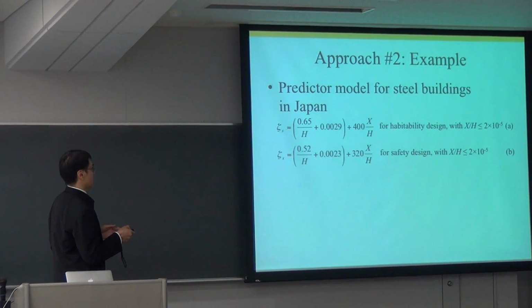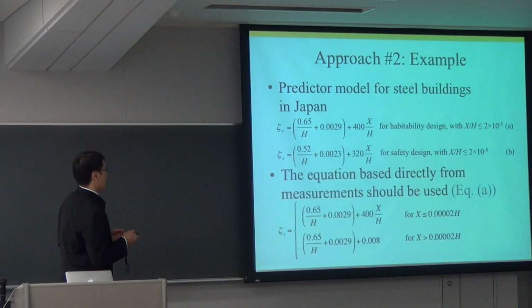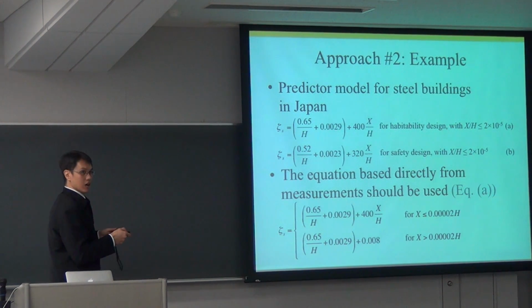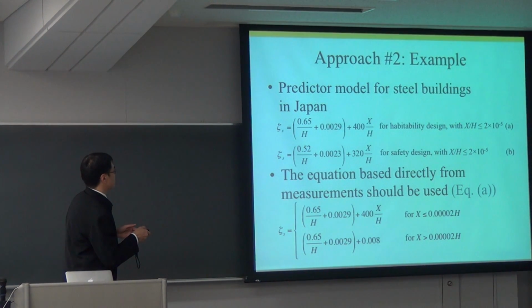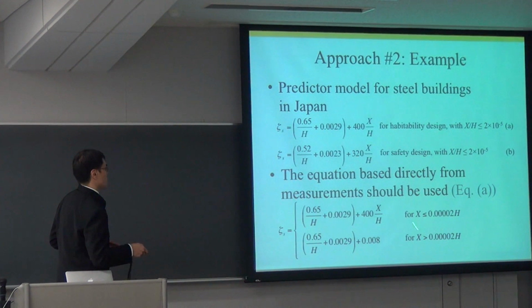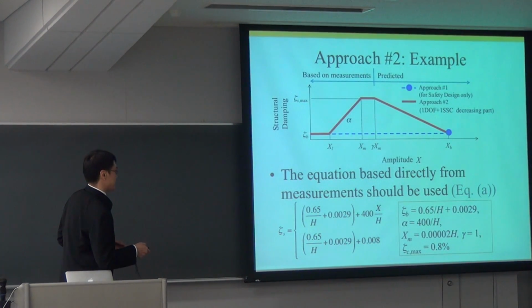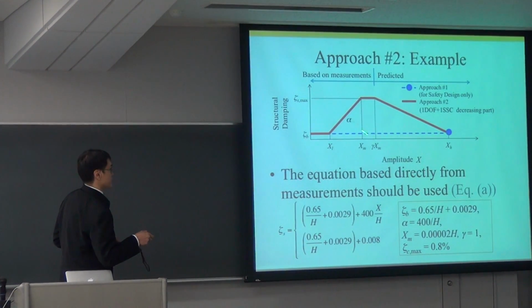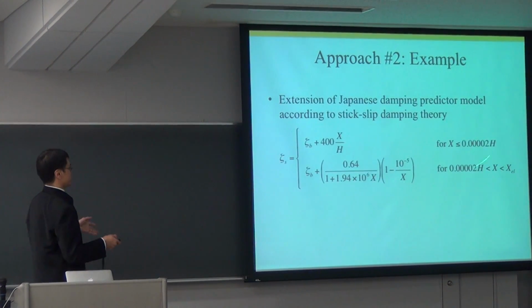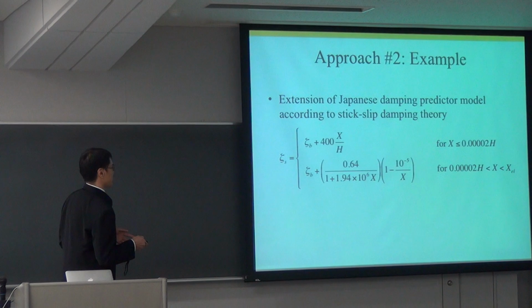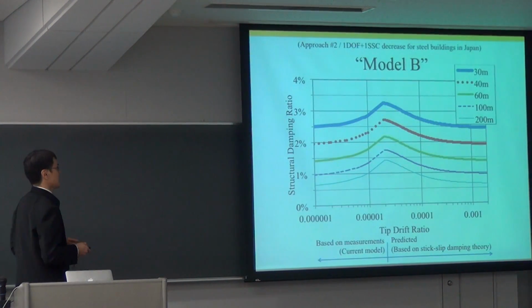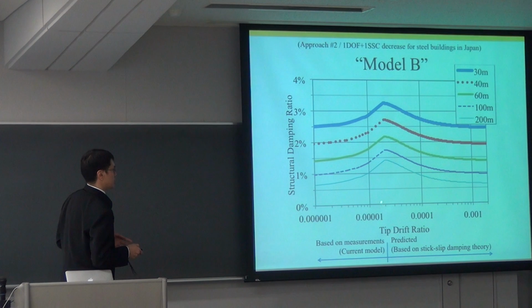So just to illustrate the second approach, another example is, let's say we can take an existing predictor model, for example this for steel buildings in Japan, and then just modify it according to stick-slip damping theory. But we have to use the equation based directly from the measurements, which is this. And so I reformulated it. But based on these parameters of reformulation, we can establish baseline damping and so on, all the other parameters that describe our model. And then this is the final model. As you can see, it's quite simple enough.